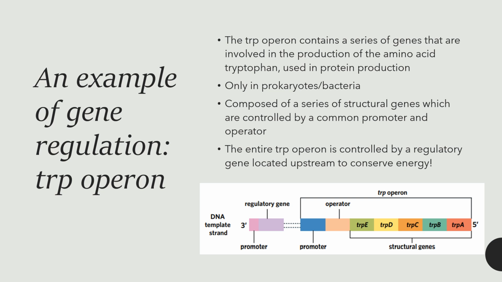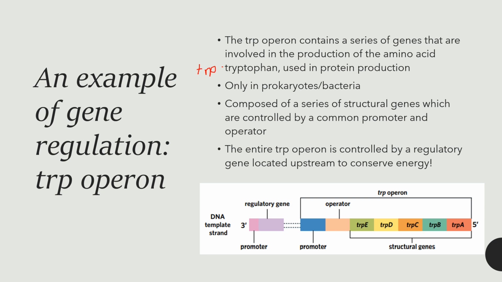So the trp operon is an operon within prokaryotes, okay? And these genes are all clumped together in this operon because they all serve a common purpose, because that's what operons are. So all of these genes are involved in the production of the amino acid tryptophan. That's why it's called the trp operon, because tryptophan for short is trp. Okay, so trp just means an amino acid, which we've learned about and we know what they are. So this only occurs in prokaryotes and bacteria.